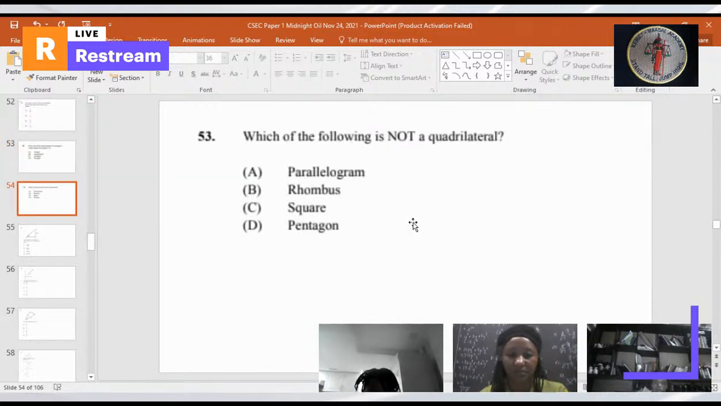Question 53. Which is not a quadrilateral? A quadrilateral is a polygon with four sides. So it would be the pentagon, because a pentagon has 5 sides. Correct. And all the others are four-sided figures: the parallelogram, rhombus, and the square.